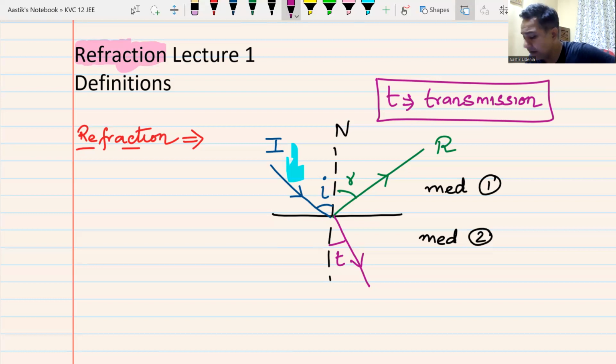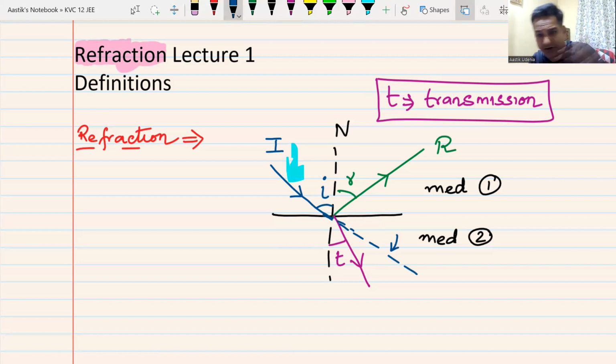I'll come to that. So it bends. Now, what do you mean by bending? If you just trace the original ray, and let us say this is the original ray, my line may not be straight, but this is the straight line that I have drawn. This is the original path. Do we understand this? This dash is the original path of the light.